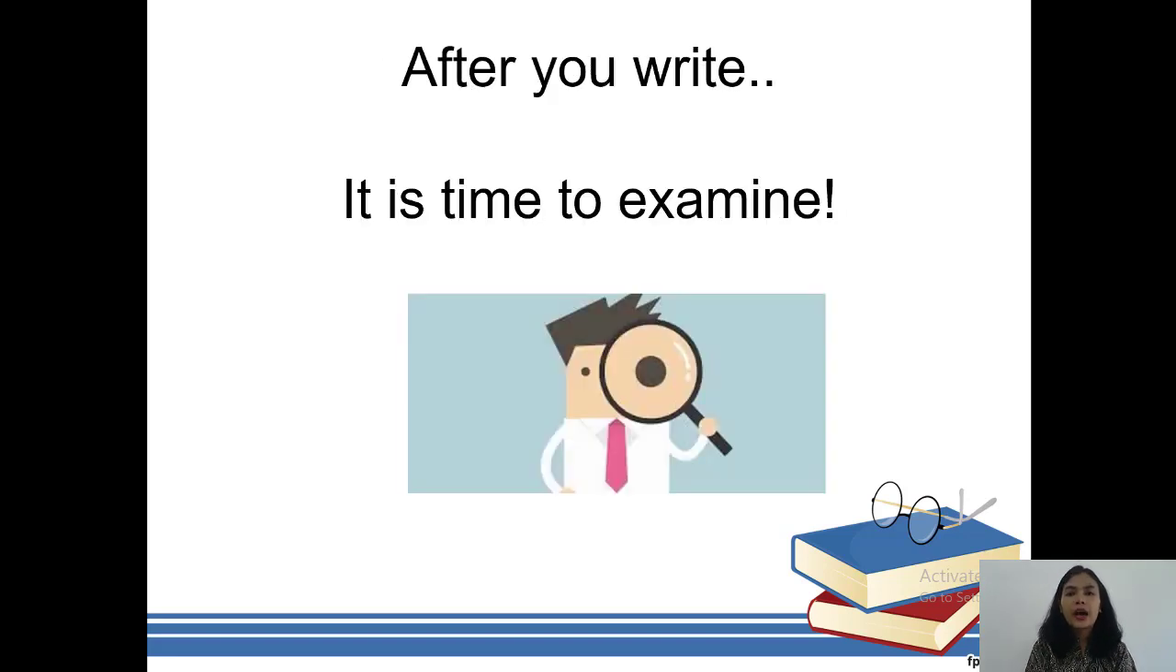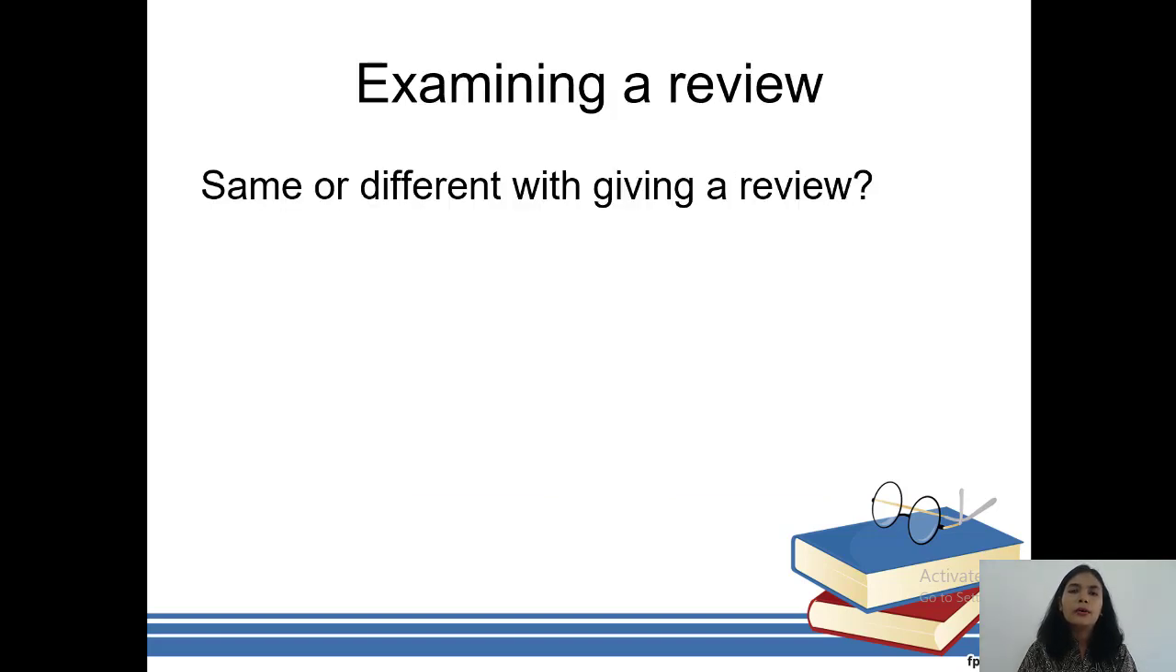Now after you write, of course, it is time to examine, because this is one of the other objectives that we will do for this week. So you're going to examine your writing. So let's have a look at this one first.